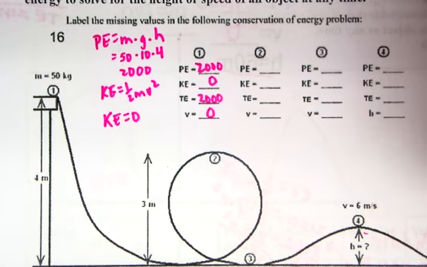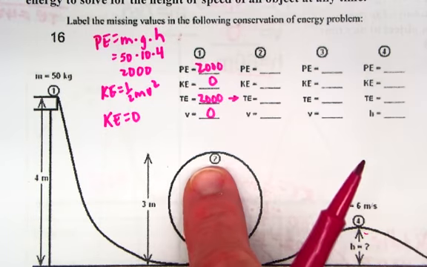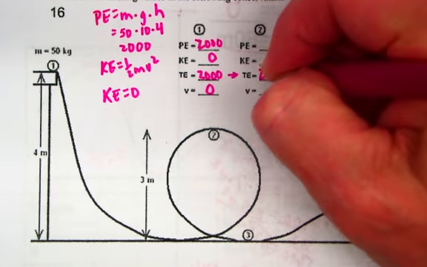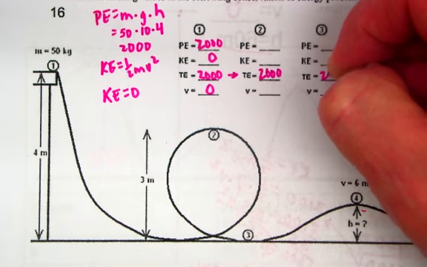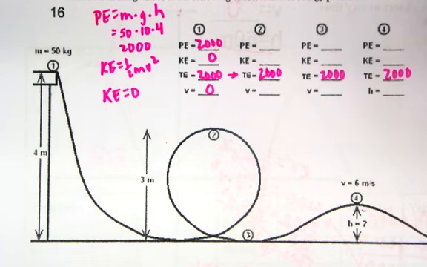From there, you should be able to realize, hey, total energy at position 2, at position 3, at position 4 is always the same because it's going to be conserved. So I'm going to put 2,000 joules of energy for each of those total energies.